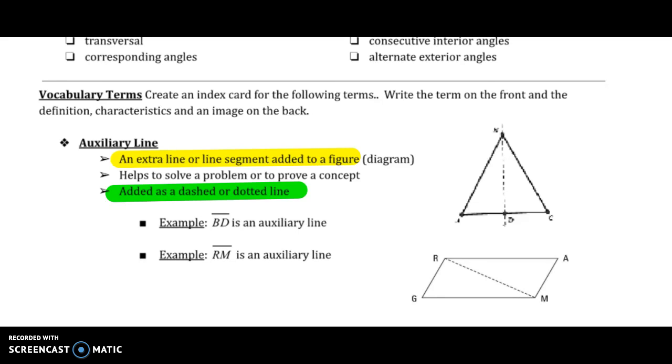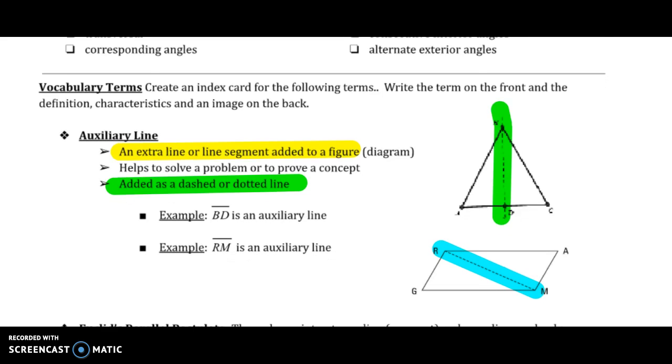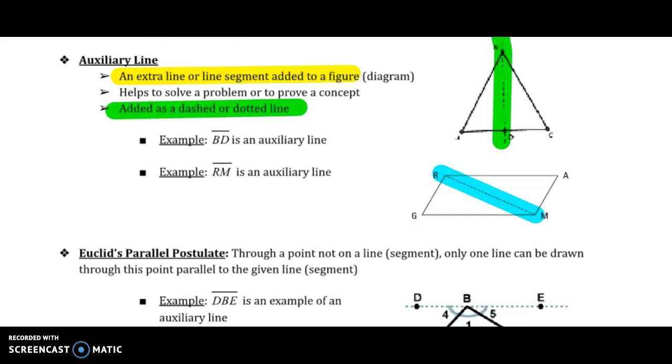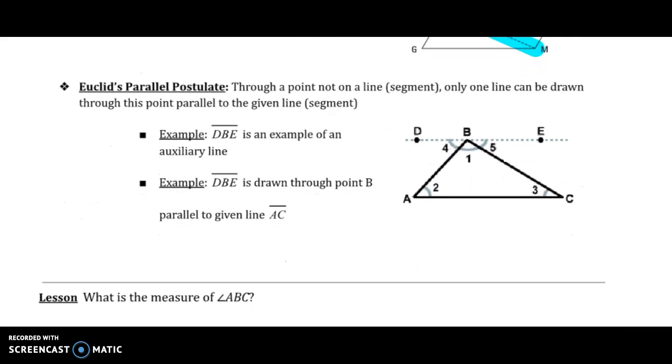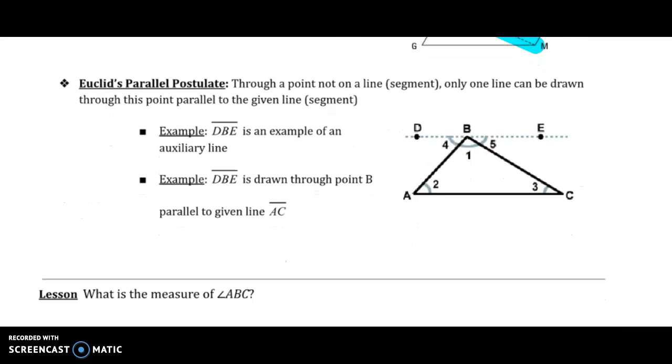Auxiliary means to help. So, for example, in triangle ABC, BD is an auxiliary line, and in this parallelogram over here, RM is an auxiliary line. So it's just an extra line or line segment added to a diagram and is dashed. Again, to help us do something, or solve for something, or prove something.